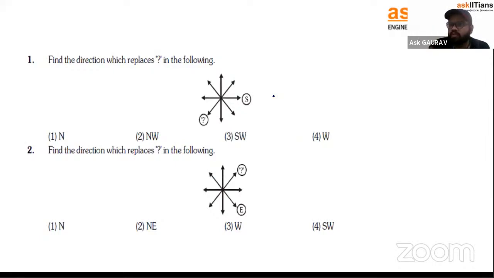Okay, guys, I have a few questions for you to solve, right? Take your time and solve fast. Question number 1: find the direction which replaces this question mark in the following. This diagram is given and you have to find what the question mark direction will be. Four options are given.